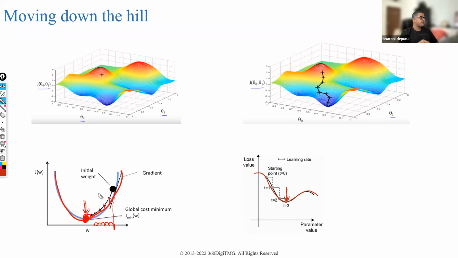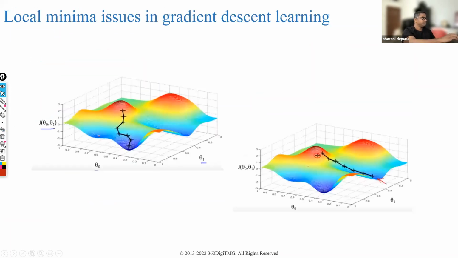But usually your error surface or loss surface or cost surface would not be like this. It looks like this, like a Himalayan mountain range. So you really don't know where you're going to land. It really depends on where your weights are initialized. If your weights are initialized here, you'll get to this minima. If your weights are initialized here, you'll get to that minima. Depending on that, you reach one of the minima.